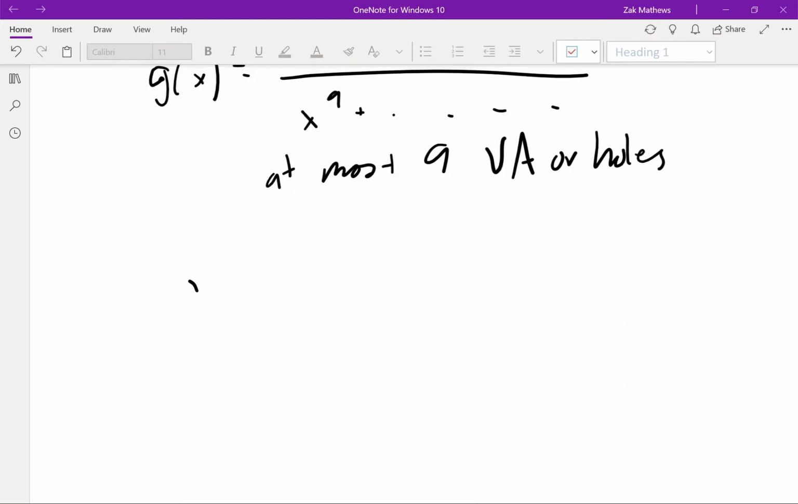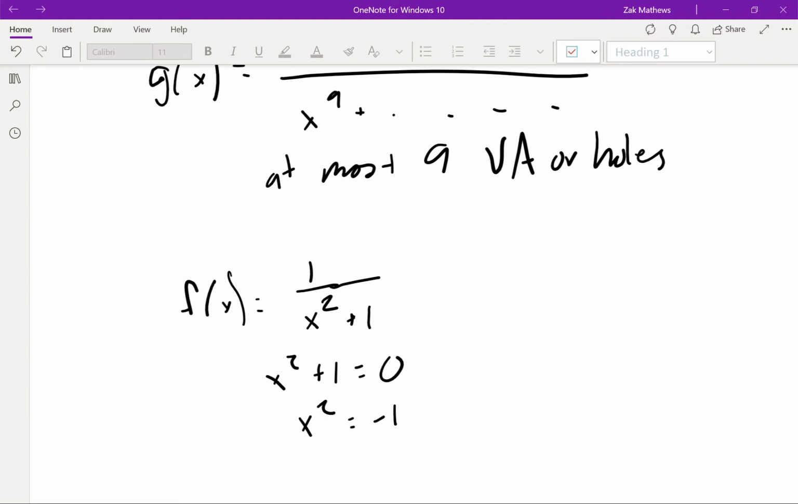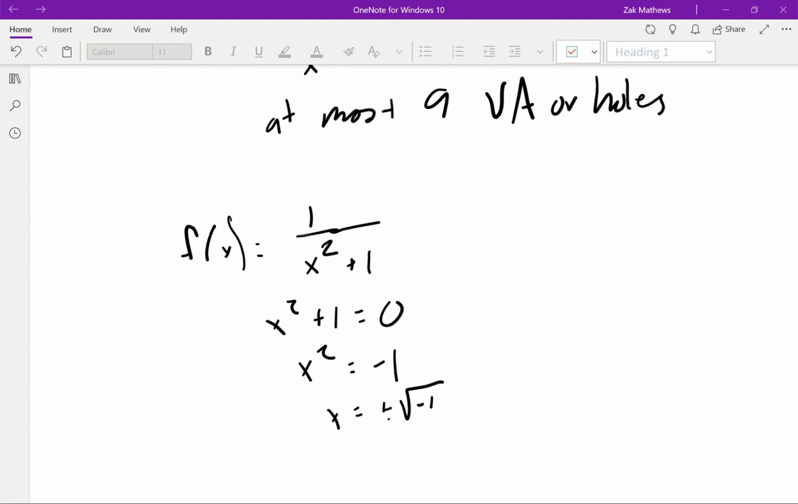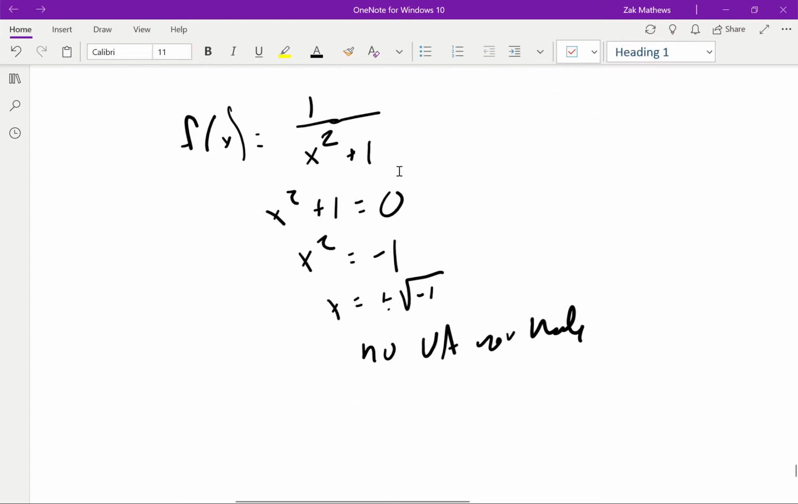Now, that's not to say that the polynomial gives us the exact number. So let's say we had 1 over x squared plus 1. Well, here, let's set that denominator equal to 0. Clearly, the factors don't match on left and right. I move my 1 over. I take my square root, and I get a plus and minus. Well, those are imaginary numbers. There's no vertical asymptote nor hole because those imaginary numbers just don't play a part in my x and y axis. So here would be an example where we see a degree of 2, yet there are no vertical asymptotes nor holes whatsoever.